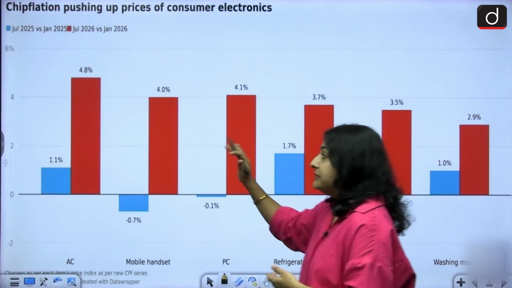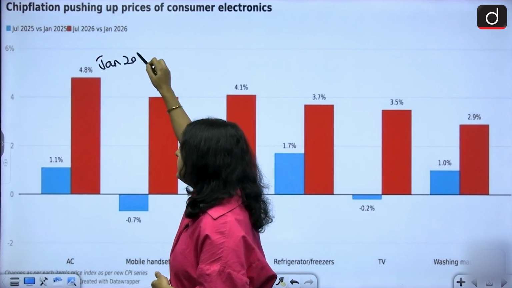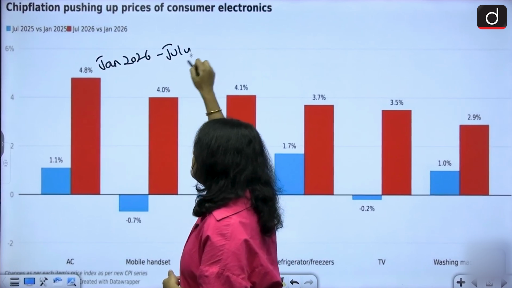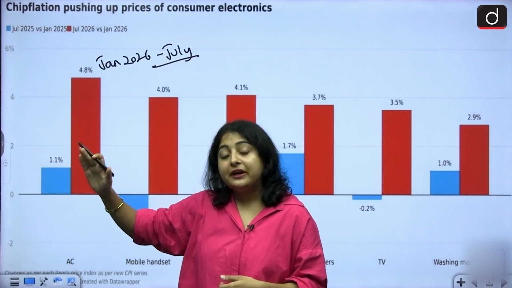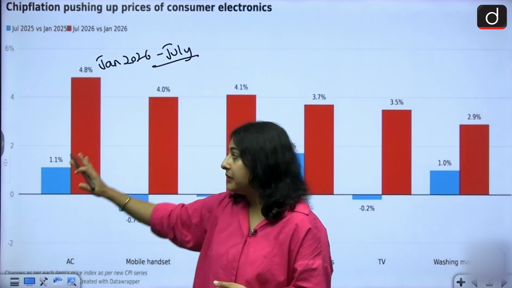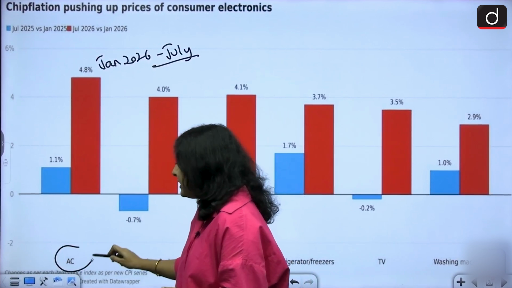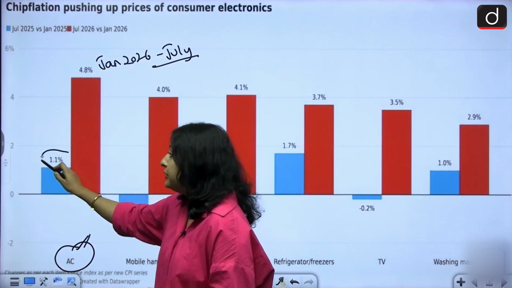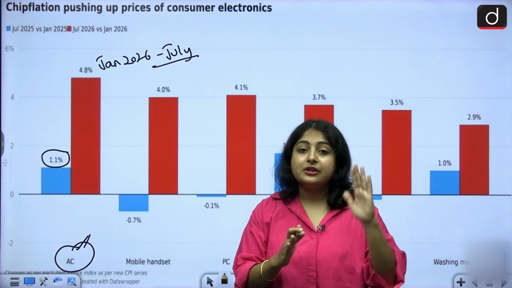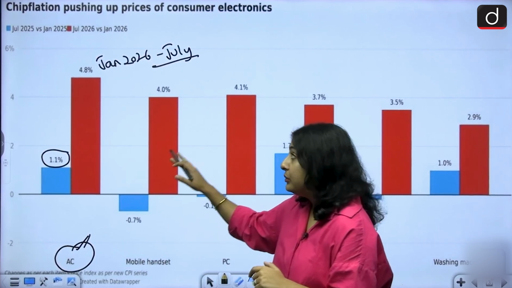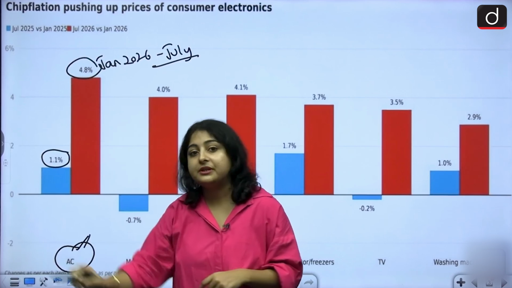Okay. So the red bar denotes the data from January 2026 to July 2026 and the blue bar denotes the data from January 2025 to July 2025. As you can see, last year the rise in the prices of AC was just up to 1.1%. That means the prices of AC rose just up to 1.1%. But if we look into this year's data, the rise in the prices of AC is up to 4.8%.